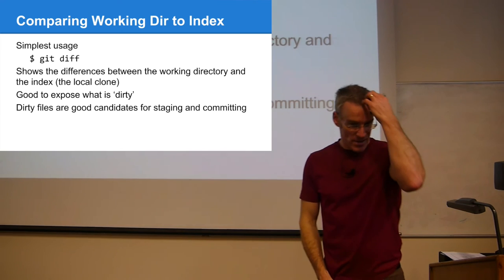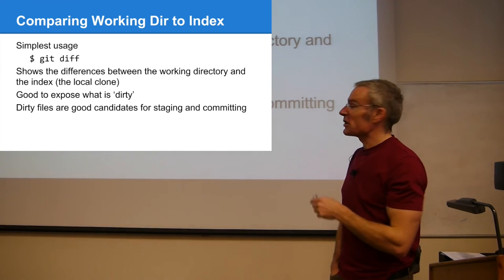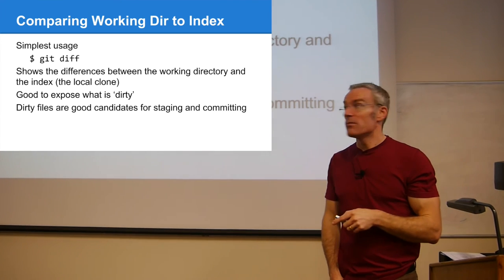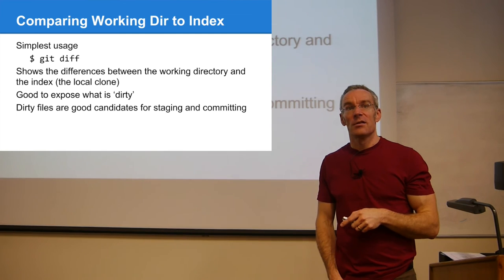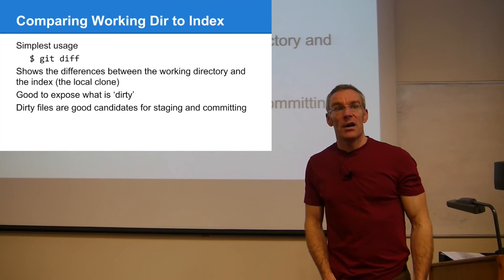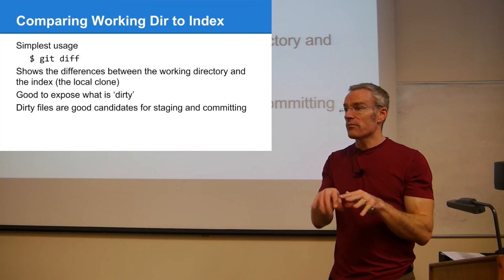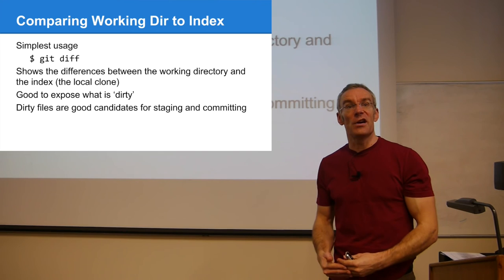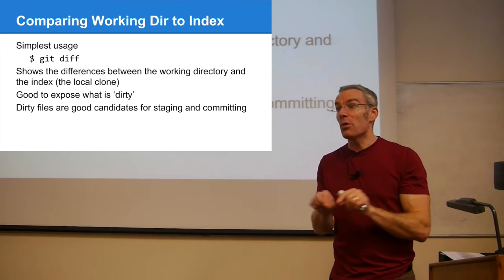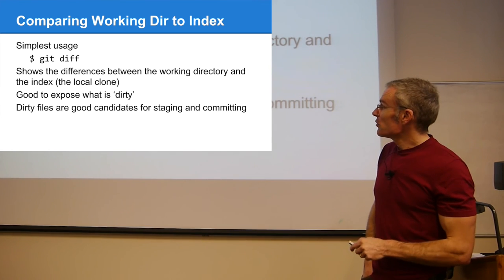And all this does, it flags up any differences between your working directory, in other words, where you're working on your files, and your local clone, the index. So it flags up any changes you've made that haven't been committed. And most of the time, that's what you do, isn't it? You do some code, git diff, oh, I've changed this file, this file, and this file, and this is what I've added. Because then when you do your commit, you can make a comment, can't you, about what the commit's about, what you've changed. Okay? Good to expose what's dirty.